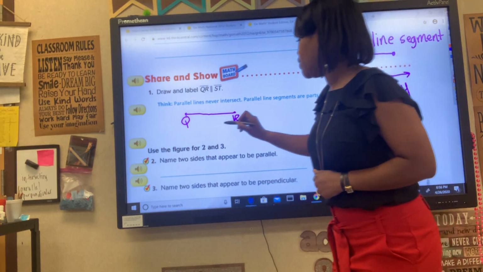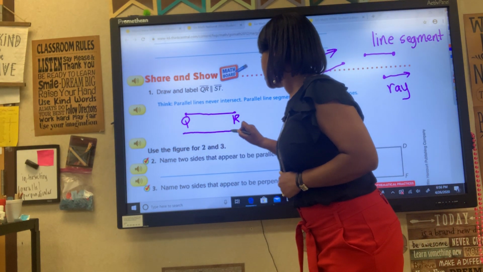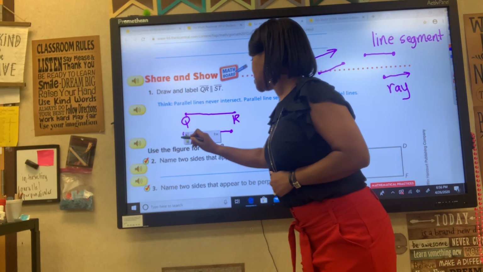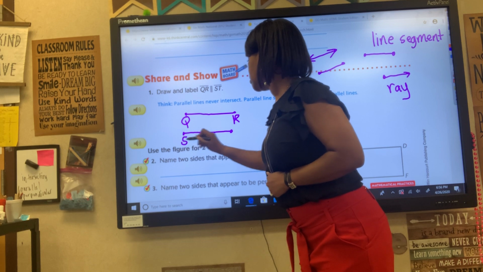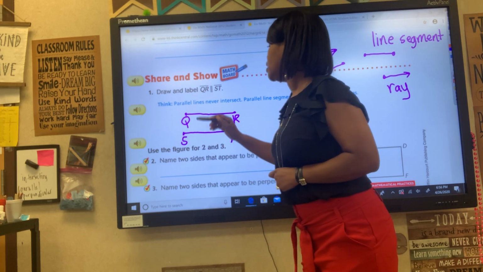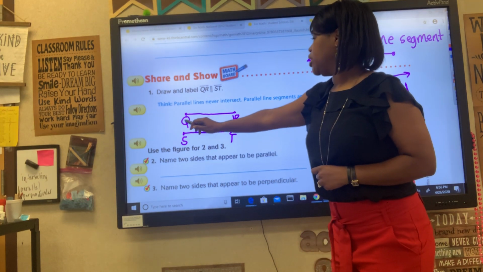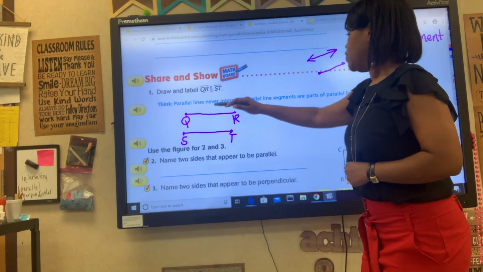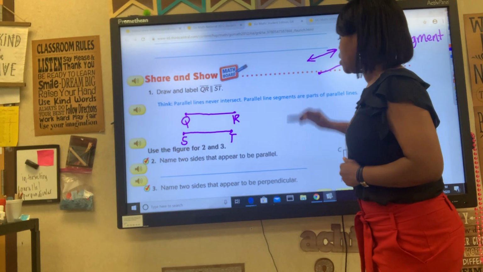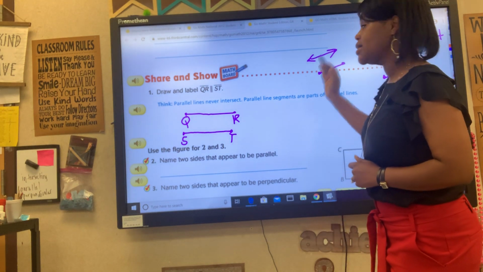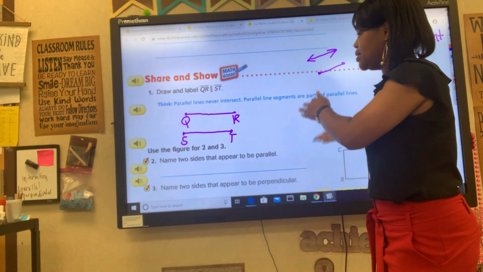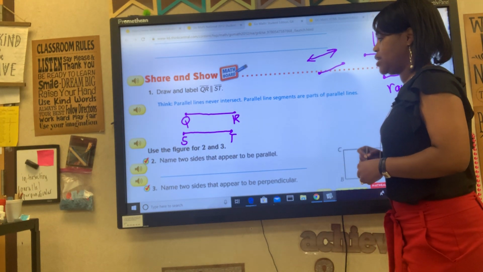And it's going to be parallel to line segment ST. Okay? Line segment QR is parallel to line segment ST. They can go across this way, or you can draw your parallel lines up and down or slanted, as long as they're the same distance apart and as long as the lines never intersect.